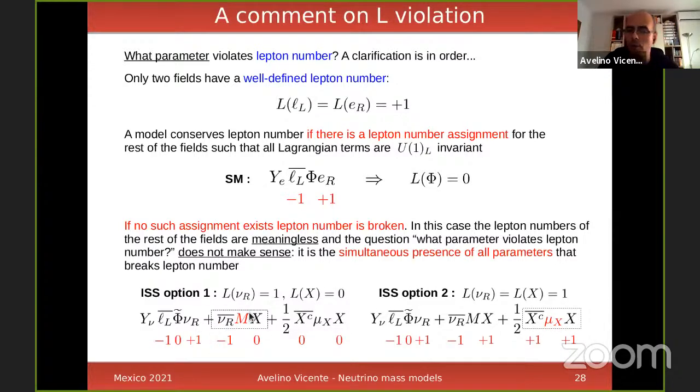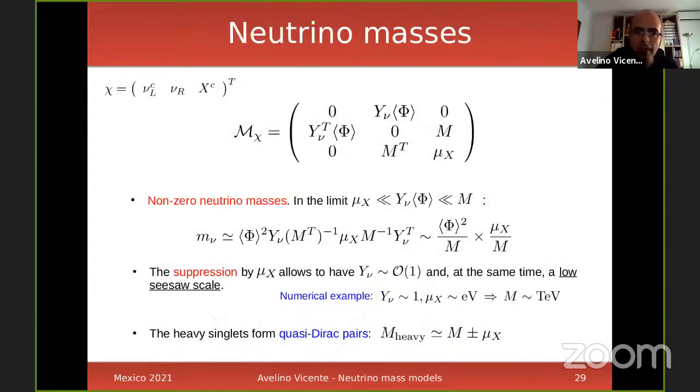So this is one point that I wanted to emphasize, because sometimes you see in papers that this parameter breaks lepton number, and this is not correct. What breaks lepton number is the simultaneous presence of all the parameters, because you can always move the violation of lepton number from one parameter to the other just by reassigning lepton number at convenience. Okay. This was just a clarification that I think is important in a school. Let me go back to the inverse seesaw.